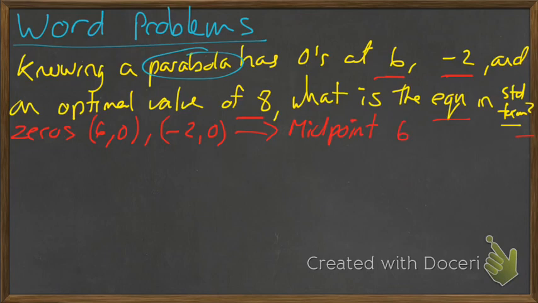Which will be 6 subtract 2 over 3. Is equal to, oh, not over 3, sorry, over 2, which is equal to 4 over 2, which is equal to just 2. So if I draw a quick grid here, my zeros were 6 and negative 2. My midpoint is 2.